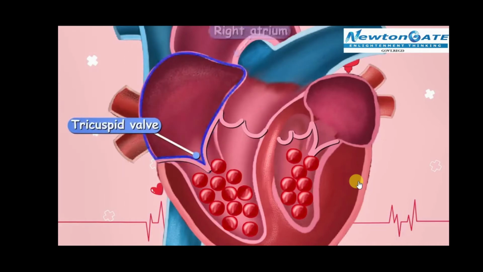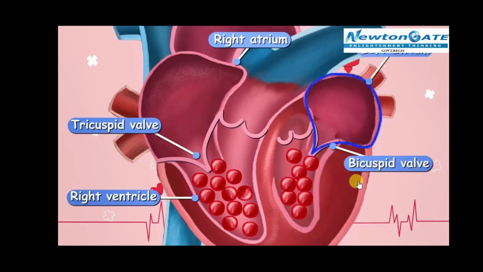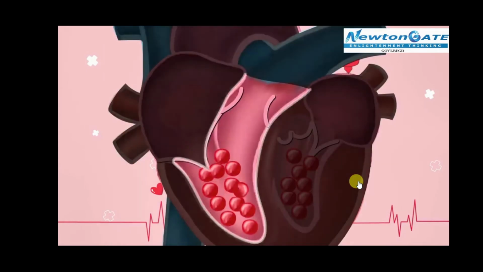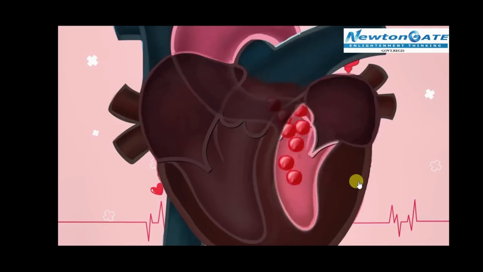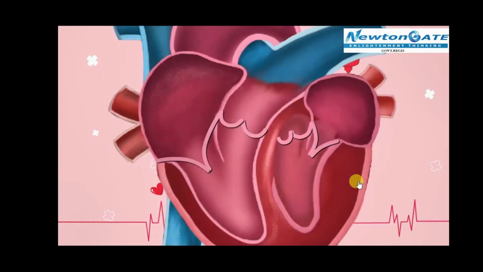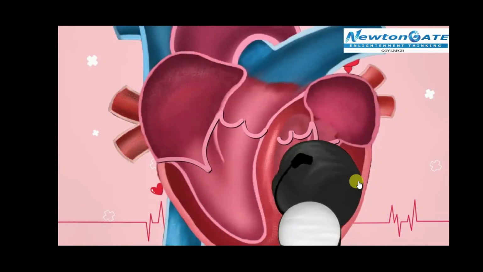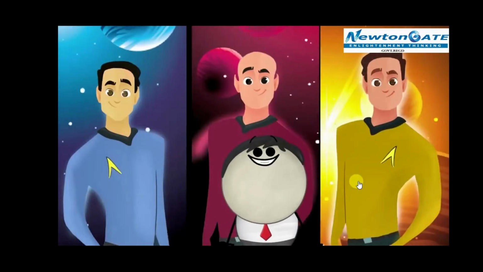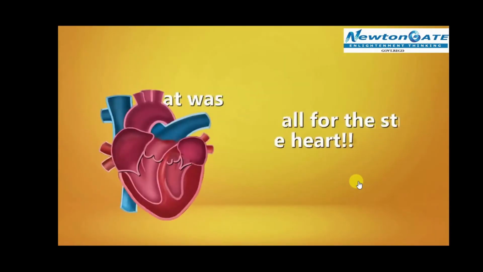The tricuspid valve is located between the right atrium and right ventricle. The bicuspid valve is located between the left atrium and left ventricle. And together they form the atrioventricular valves. The pulmonary valve is located between the right ventricle and pulmonary artery. The aortic valve is located between the left ventricle and aorta. And together they form the semilunar valves. Now, by seeing the term semilunar, he is thinking it might relate to something in space. And he is wondering.